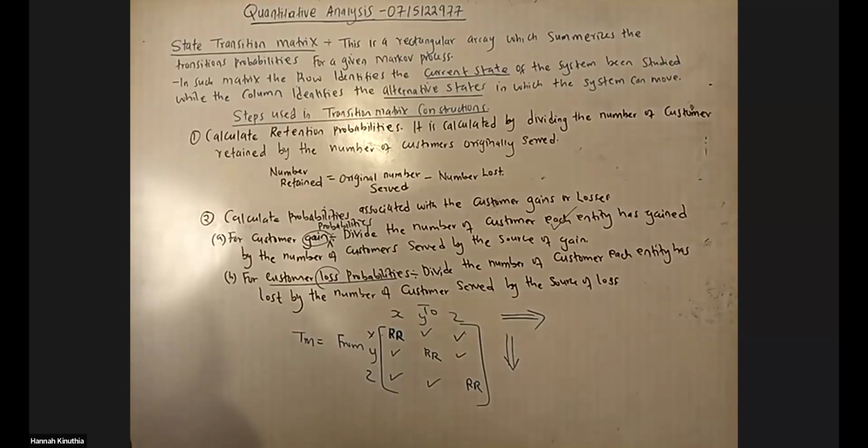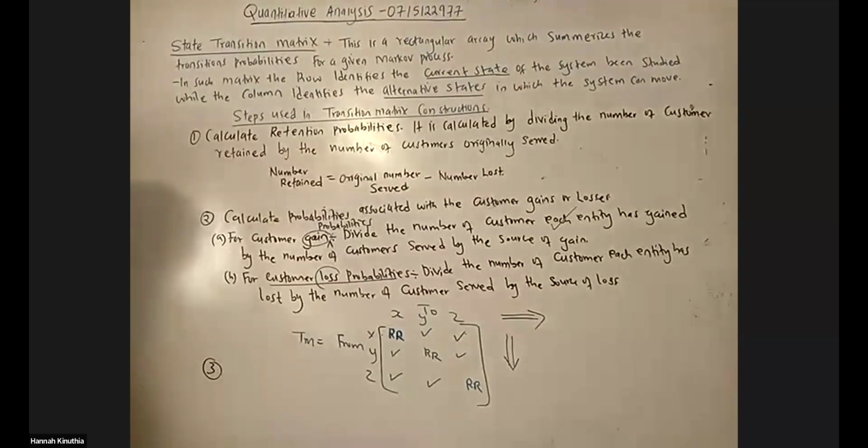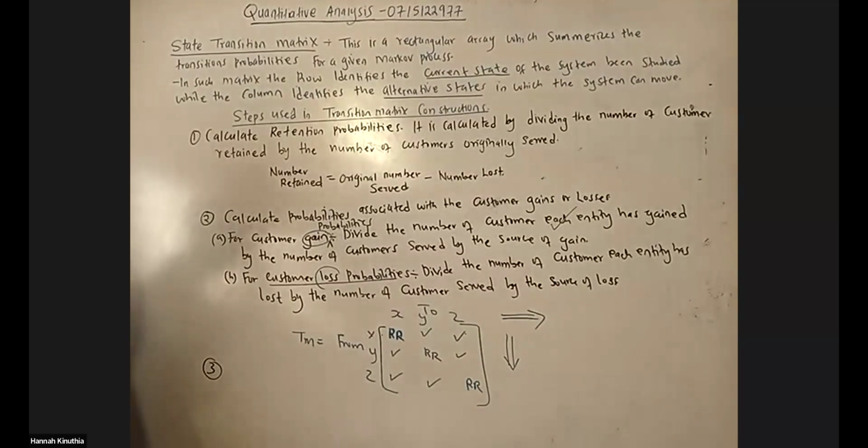Using steps 1 and 2, construct the state matrix. Number 3, using steps 1 and 2 above, construct the transition matrix.